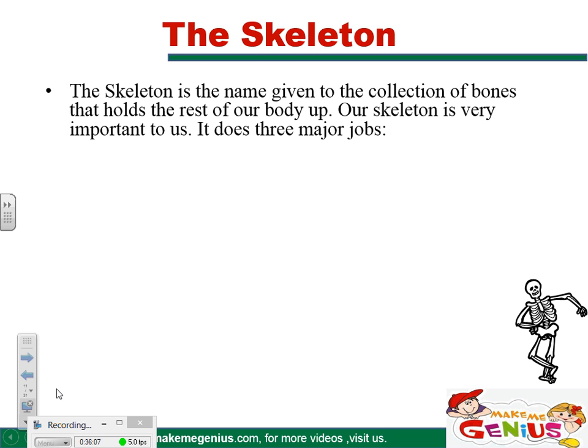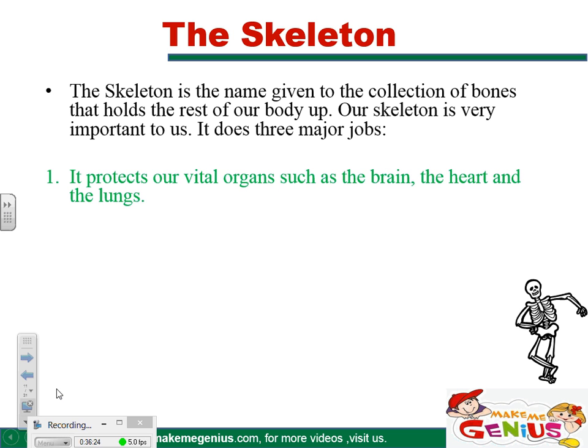The skeleton is the name given to the collection of bones that you have inside your body that helps to support your body and give you your frame. Without your skeleton, you would not be shaped the way that you are. You would just be a blob. It has three major jobs. One of the major jobs is to protect your vital organs, your important organs such as your brain, your heart, and your lungs.